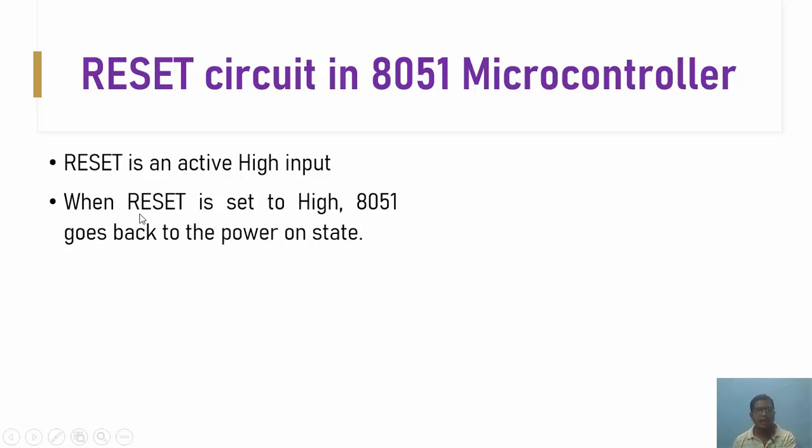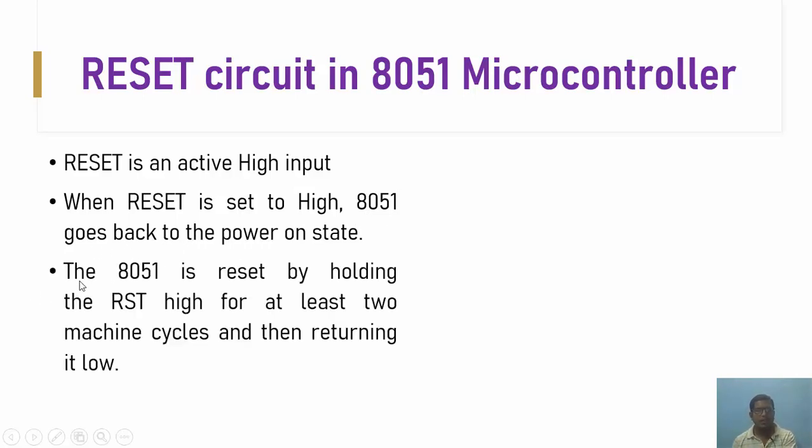This means when pin number 9 is high, it causes the microcontroller to go into reset mode, and once the microcontroller goes into reset mode, it goes into the power on state. In order to reset the device, we have to satisfy one criterion. What is that criterion? The RST signal, that is the status of pin number 9, should be high for at least 2 machine cycles. So in order to reset the microcontroller, the status of pin number 9 should be high for a minimum of 2 machine cycles.